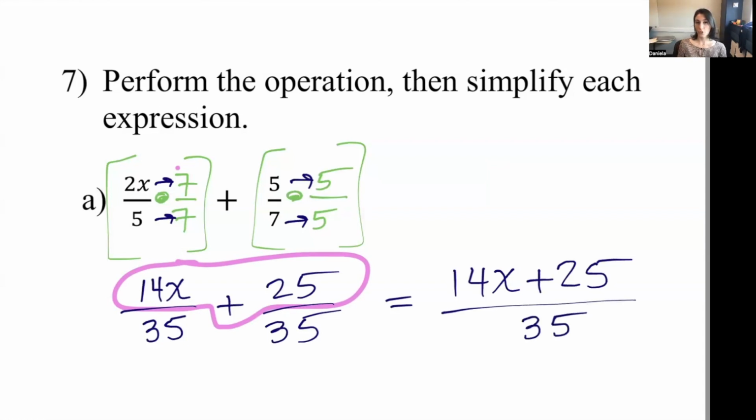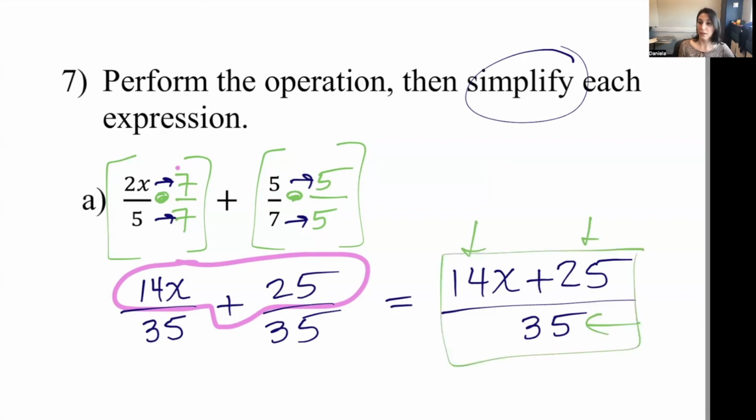Now, the last thing to do is just make sure that it's in simplest form. And the way to do that is you have to make sure that all 3 whole numbers here are divisible by the same number. There's no greatest common factor here. So this is actually going to be the final answer.